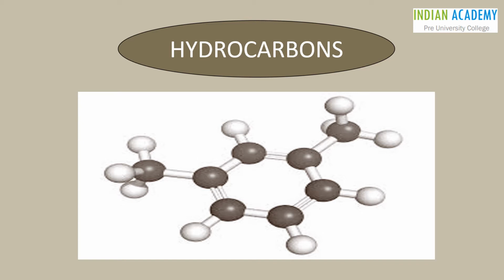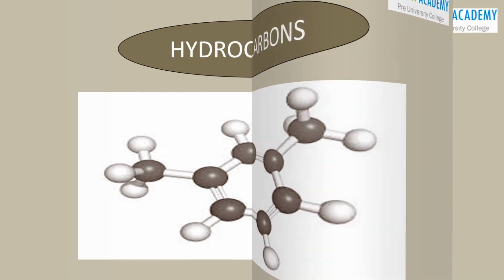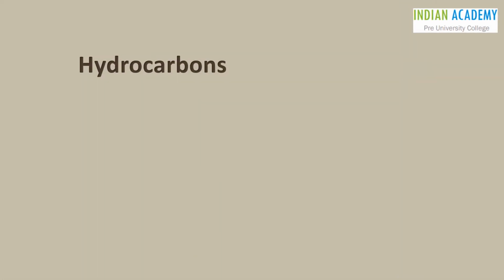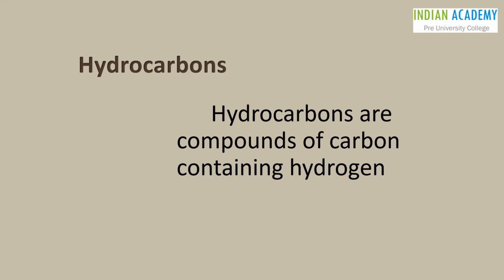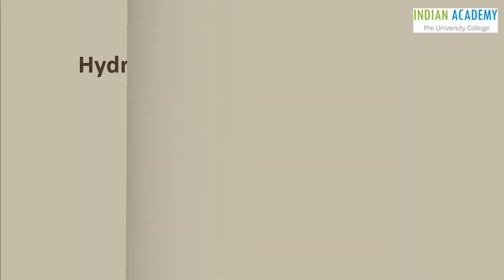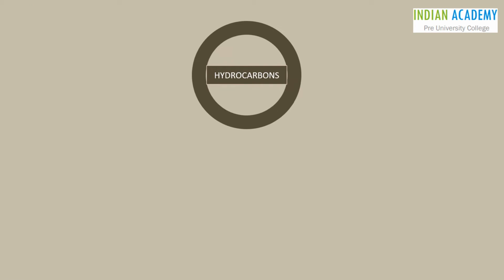I will be explaining about hydrocarbons from the chapter Carbon and its Compounds, which is included in Karnataka 10th Standard Science subject. Hydrocarbons. Hydrocarbons are compounds of carbon containing hydrogen. Hydrocarbons are of two types, aliphatic acyclic compounds and alicyclic compounds. I'll be mainly discussing about aliphatic acyclic compounds.